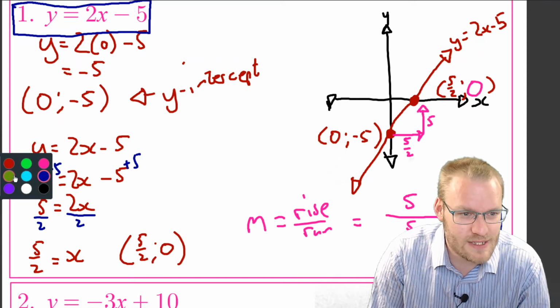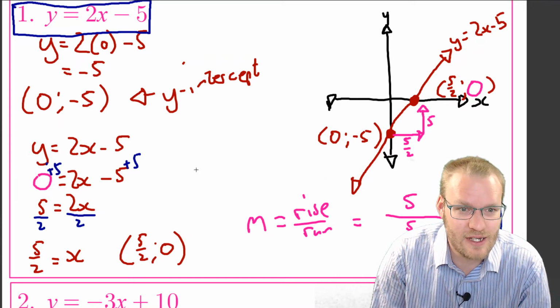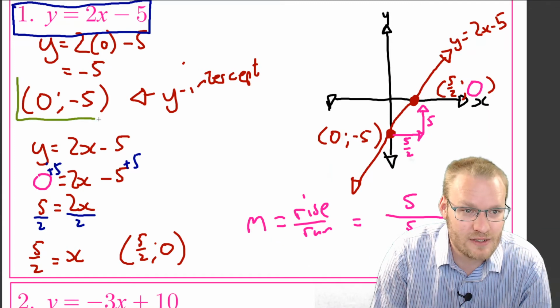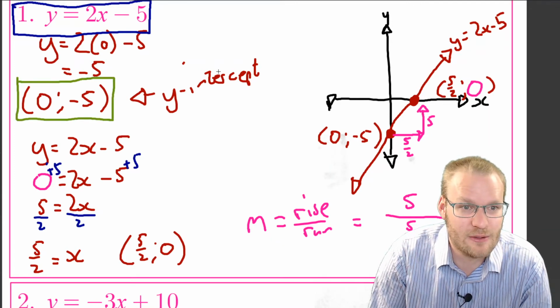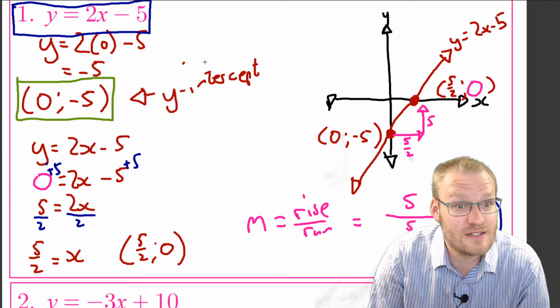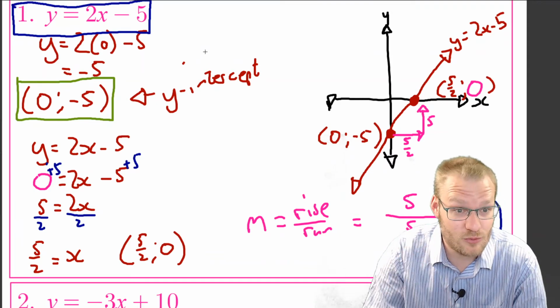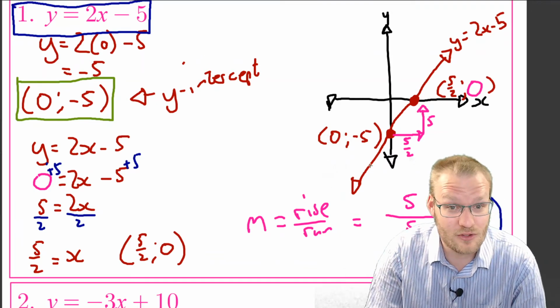Our y-intercept is given as 0, minus 5. Do you see a minus 5 hiding there somewhere? Okay, so we could just answer these straight up without all of this work.